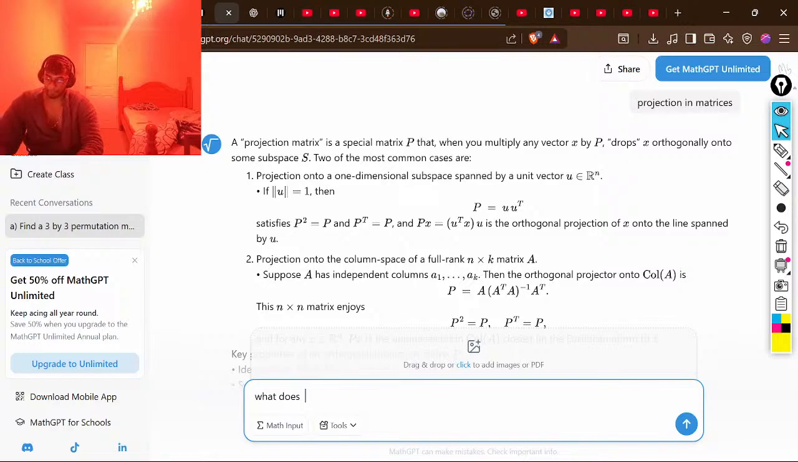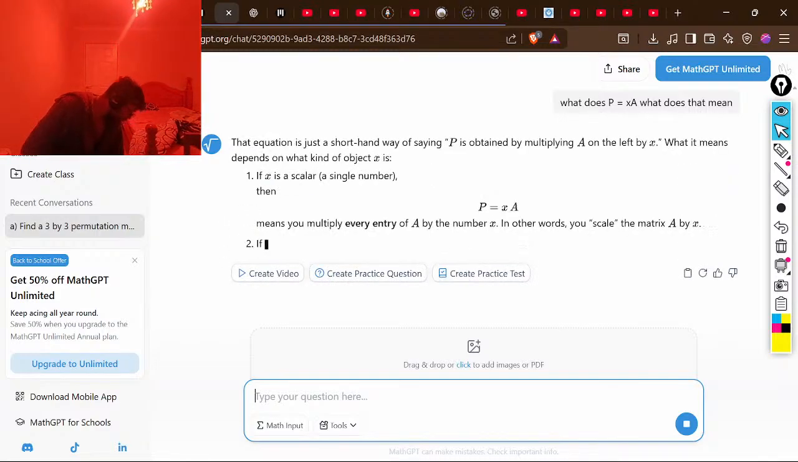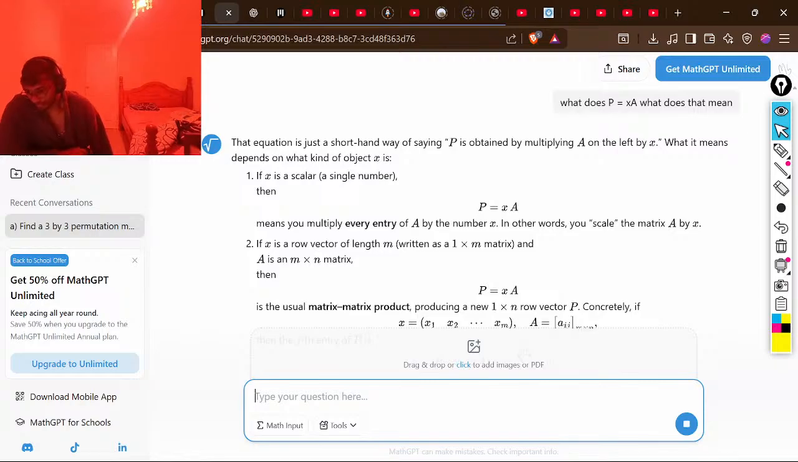Okay, does capital P equal X A? What does that mean? The equation is just shorthand for saying P is obtained by multiplying A on the left. What does it mean? X is a scalar.